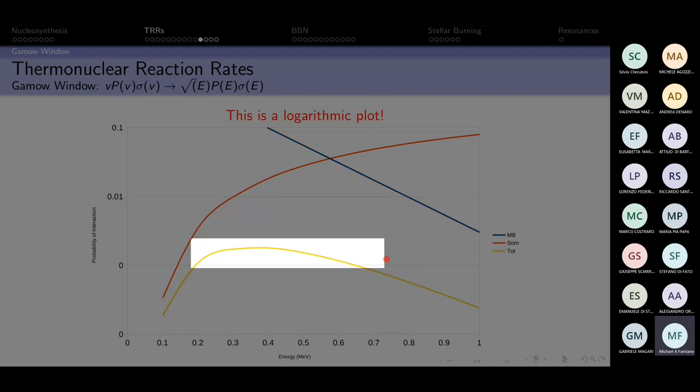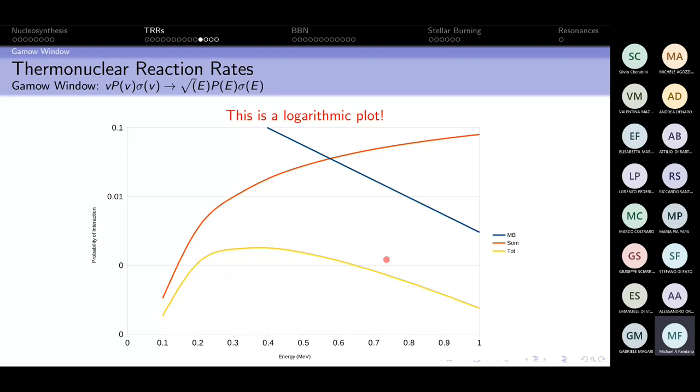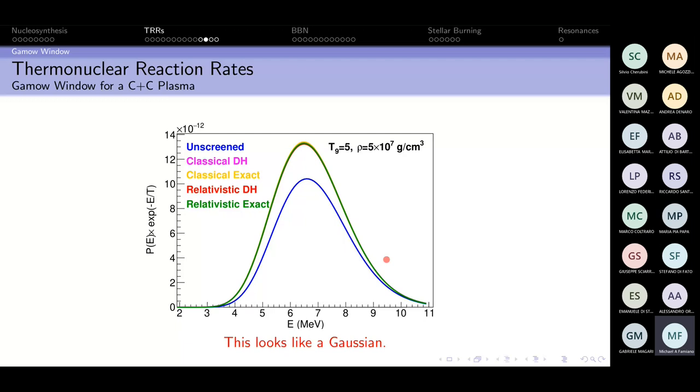It's hard to see it from a log plot. It is. So let me put it on a linear plot for you. Yes. On a linear plot, it would look something like this. Yeah, it looks like a Gaussian, right? And this is what we do all the time in astrophysics, because then it makes the calculations very easy. Computers calculate Gaussians very easily. There's all kinds of libraries out there that you can get. Okay. And integrating over this becomes a lot easier.